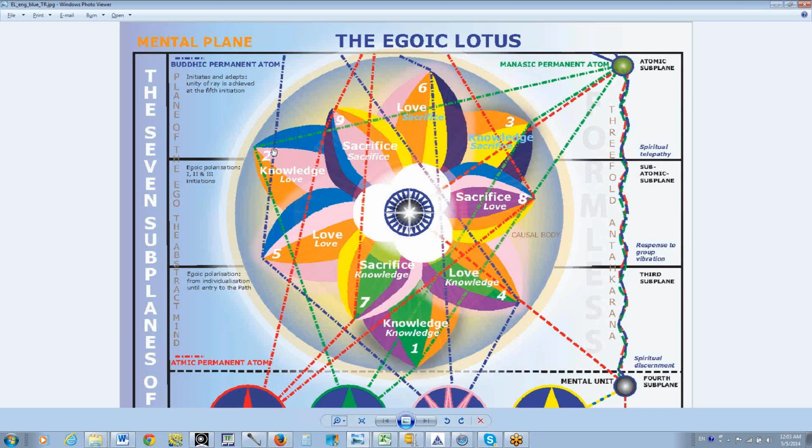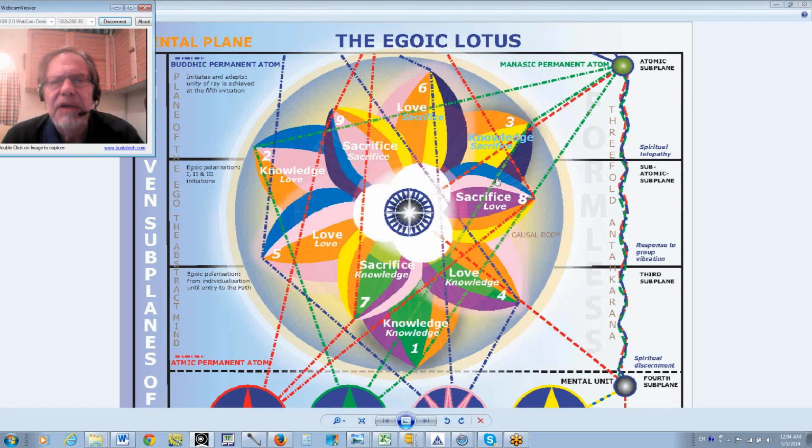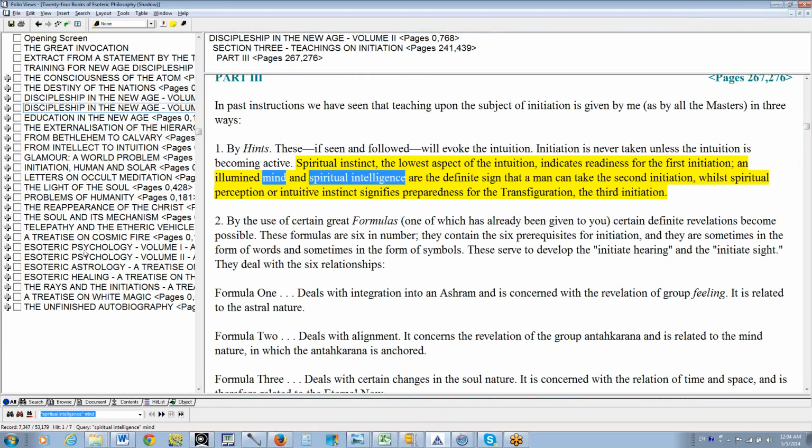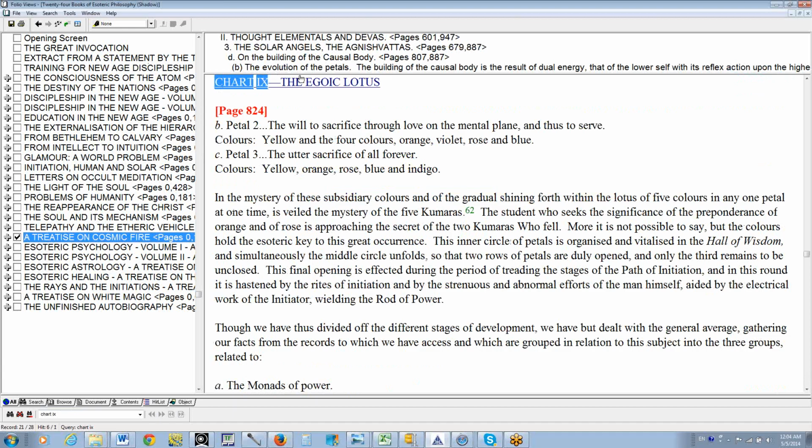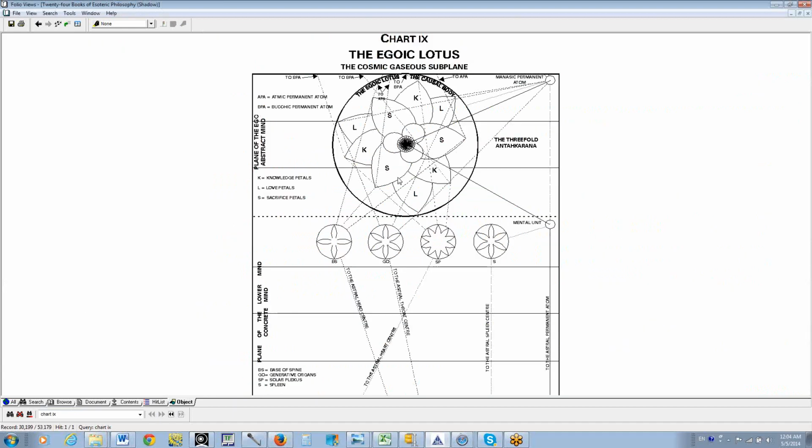You may have noticed, and I tried to call it to our attention, that in the original book, A Treatise on Cosmic Fire, this kind of detail is not given. What is given is, let's see how we can go here, called chart number 9. What is given is actually incorrect and not in detail.